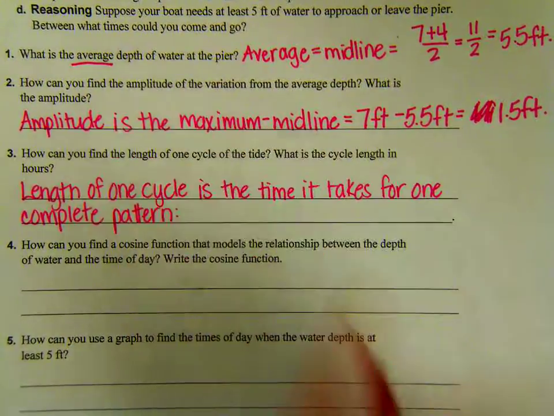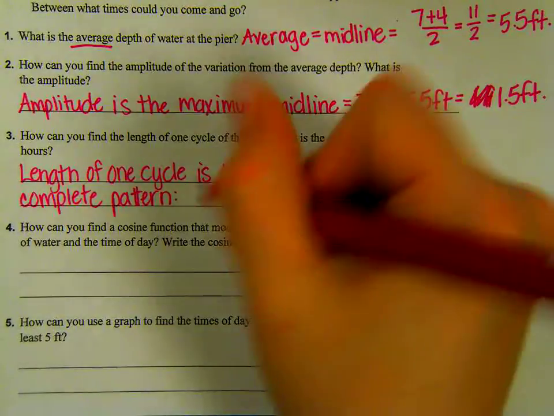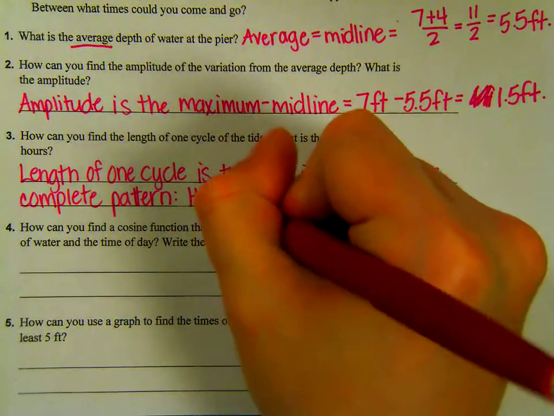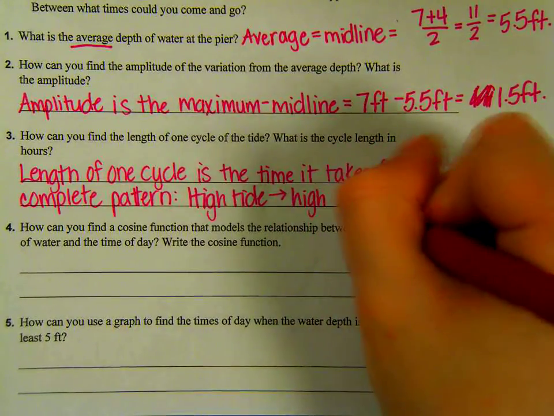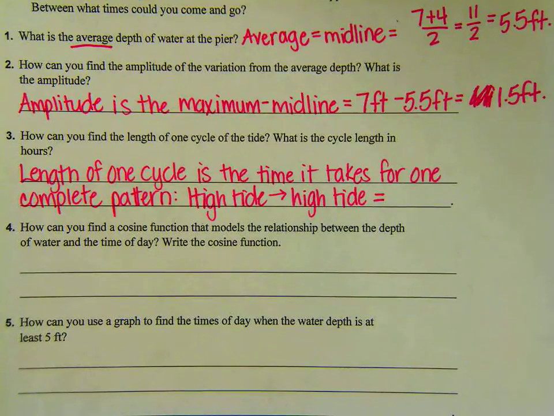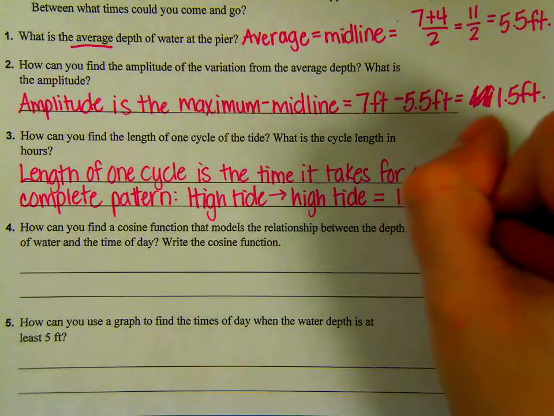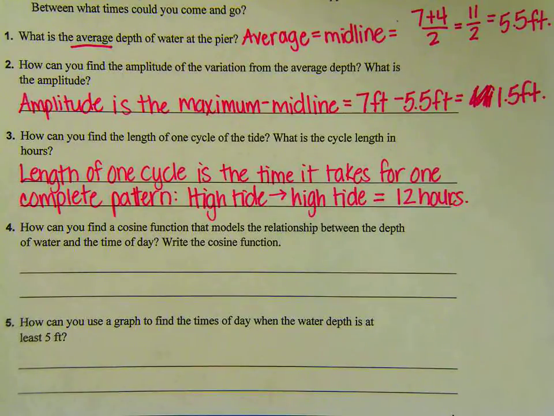So what you're looking for is, if we start at high tide, how long does it take to get back to high tide? So high tide to high tide. So how long does it take? About 12 hours, yes. So that's going to be my cycle length.